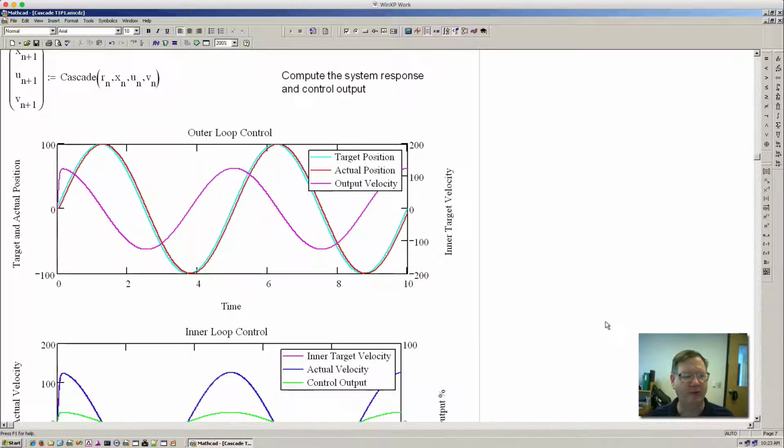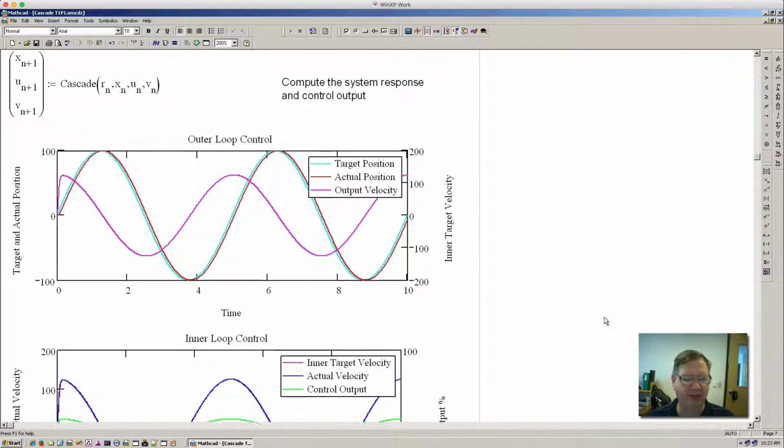So next I'm going to do a sine wave. Basically this is the same thing. You can see the outer loop target position, which is the magenta line. The actual position is the red line. You can see there's a little bit of phase delay there, and that's expected. I could make it tune up perfectly if I used feed forwards, but that's not the purpose of this presentation. Then you can see the inner loop target velocity, which is the target velocity that you're trying to follow.